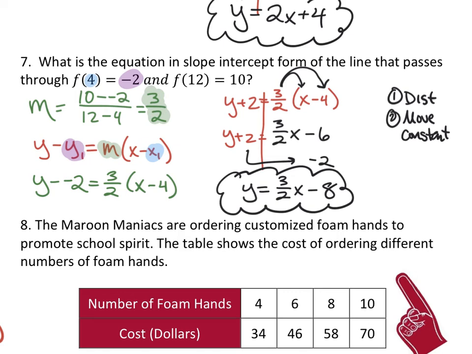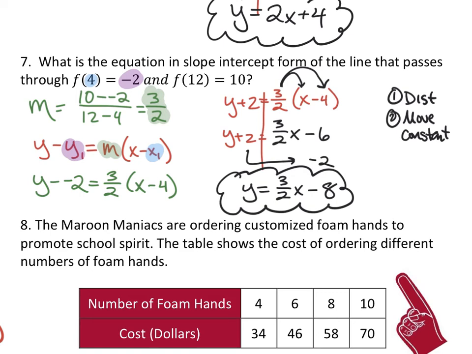Multiplying by fractions is easy. You have a brain and a calculator that can do it. 3 over 2 times negative 4 is equal to negative 6. Last step was to move that positive 2 to the other side. Cross a line, change the sign, and we can combine our like terms. So my slope-intercept form equation is y equals 3 over 2x minus 8. The slope is 3/2 and the y-intercept is negative 8.